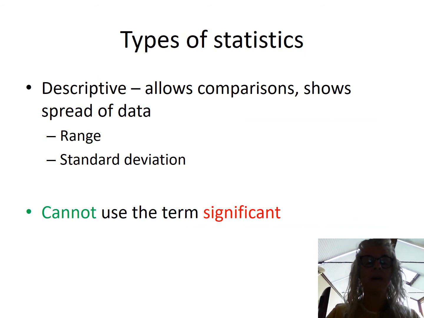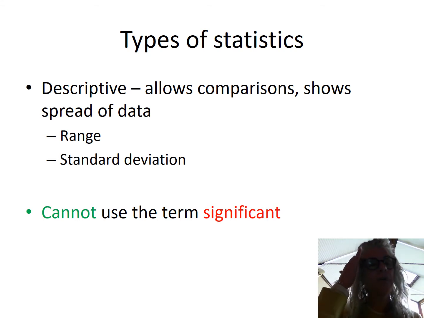Right, so types of statistic. We're going to have a look at standard deviation today. Standard deviation is a descriptive statistic. You shouldn't use the word significant. So when we talk about there being a significant difference, you can't use the word significant when you're doing standard deviation. You can use the word significant for all other statistical tests that we're going to have a look at.